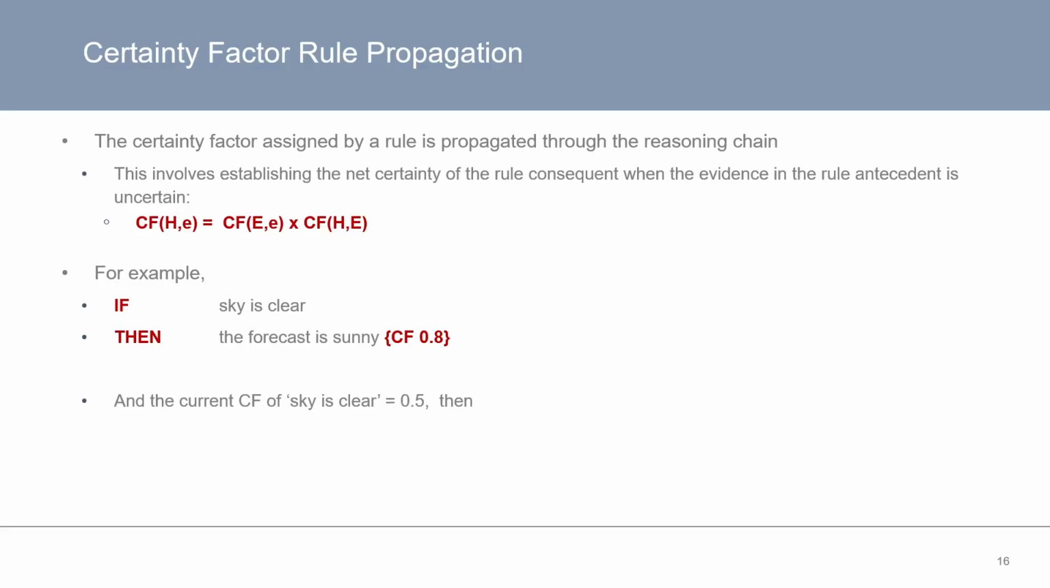And let's also say that our current certainty factor of sky is clear is only 0.5. Then our certainty in the conclusion H, given the evidence E, is 0.5, which is the certainty in our evidence, times 0.8, which is the certainty of the rule itself, yielding a total certainty factor of 0.4. For this conclusion, the result could be qualitatively interpreted as it may be sunny.